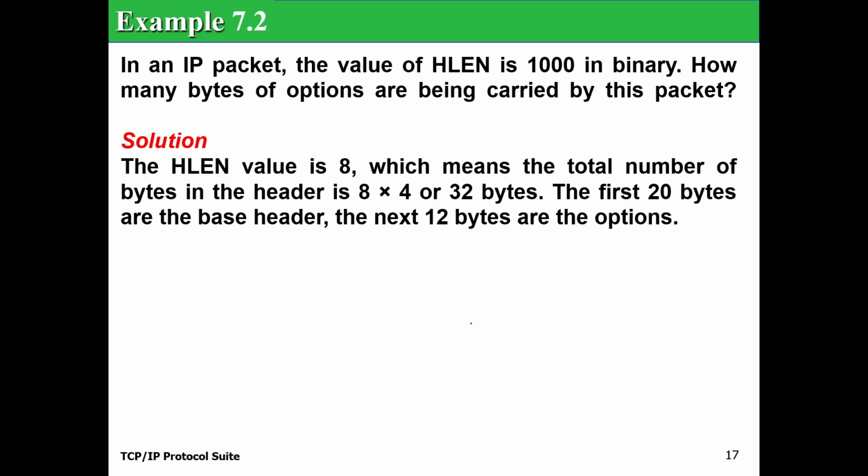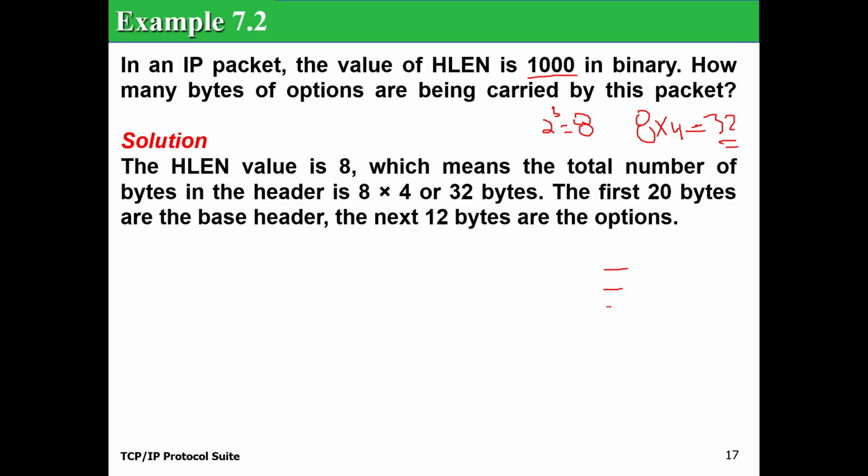Let's take another example. In an IP packet, the value of the header length is this. So what is this value? 2 to the power how much? 3, which is how much? 8. That means the length is how much? 8 times 4, which equals 32. So the header size is 32.